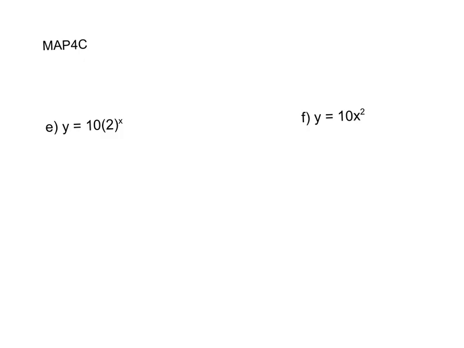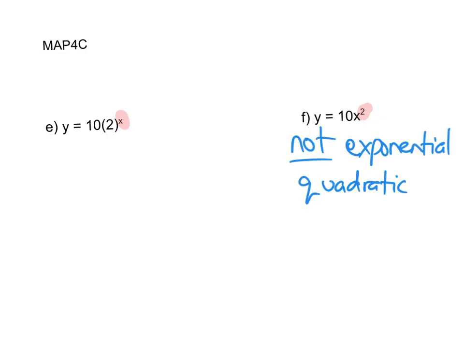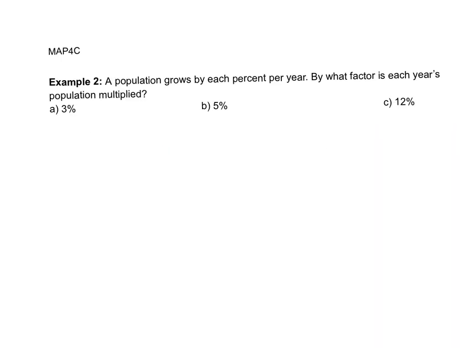Exponential equations should be really easy to identify. They are when the exponent is the variable. It is the only time that the exponent is the variable. So in this case, when x is the exponent, or in the exponent in some capacity, that is an exponential function. Notice this has an exponent, but x is not the exponent. So therefore, this is not exponential. It is quadratic. And the other one is exponential because the variable is the exponent. So this is a population that grows by 1% each year.